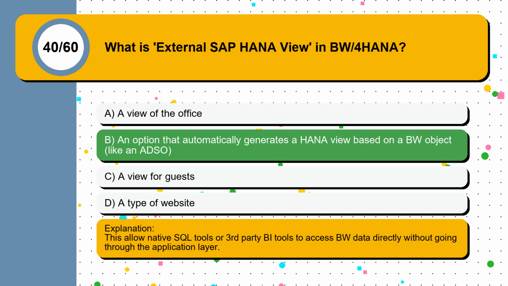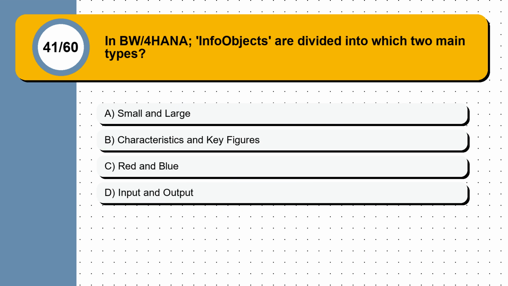Question 41. In BW/4HANA, info objects are divided into which two main types? Option A, small and large. Option B, characteristics and key figures. Option C, red and blue. Option D, input and output.